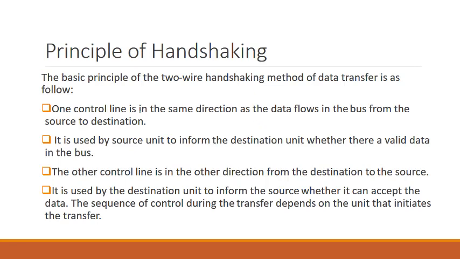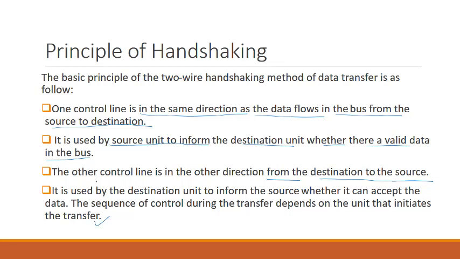One control line is in the same direction as the data flow in the bus, from the source to the destination. It is used by the source unit to inform the destination unit whether there is valid data in the bus. The other control line is in the other direction, from the destination to the source. It is used by the destination unit to inform the source whether it can accept the data. The sequence of control during the transfer depends on the unit that initiates the transfer.